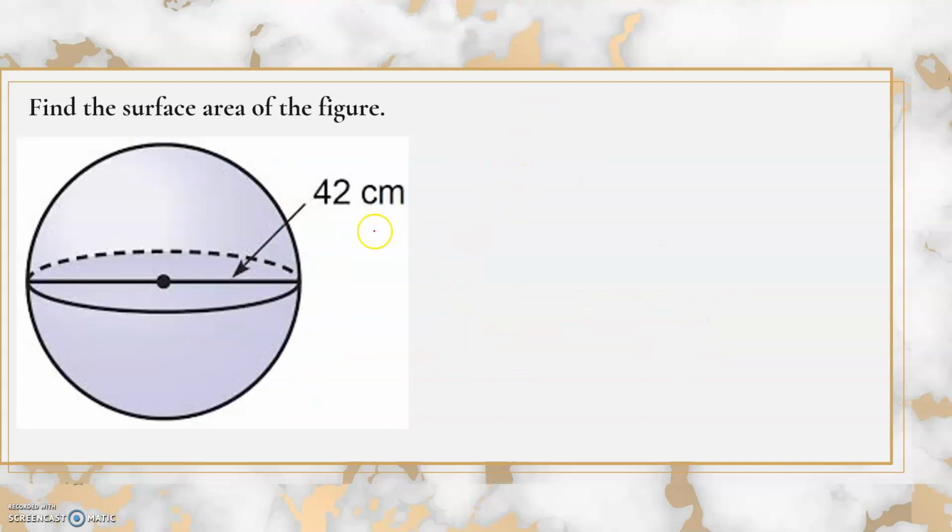Another, this time we are given a sphere whose diameter is 42 centimeters. Now remember, to solve for the surface area of a sphere, we need to use the formula 4 pi r squared, and r here stands for the radius. But in the given, we are given the diameter of this sphere. And for us to find the radius, which we will use in our formula, what we need to do is to simply divide the diameter by 2, because the radius is just half of the diameter. It's from the center to any point on the circle.